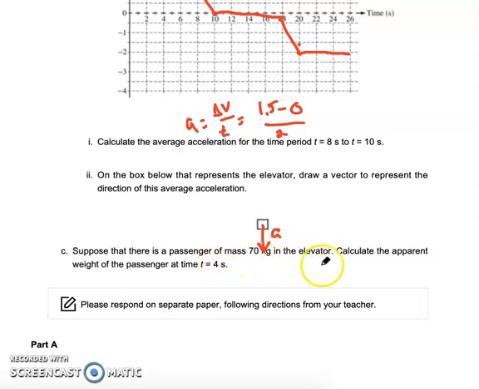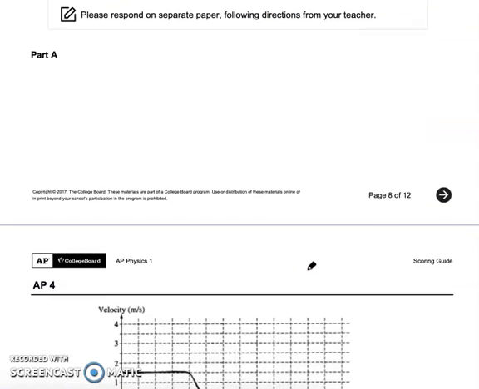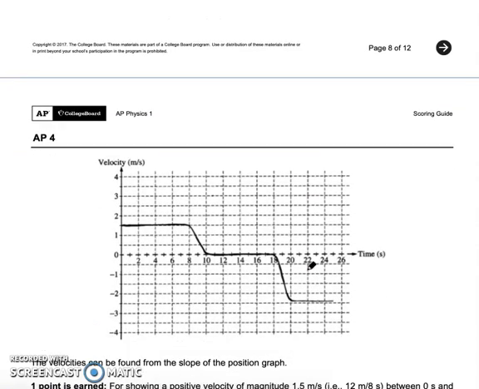And then they ask, calculate the apparent weight of the passenger at time equals 4. What is apparent weight? It's not the actual weight, but it's the normal force. I'll use Fn. That's what we have to remember. Fn is equal to what? Well, if we go back up to the 4th second, actually I can use this right there. We see we have a constant velocity. That makes life a lot easier. If it's constant velocity, then the normal force has to balance the weight. So the apparent weight is the actual weight.